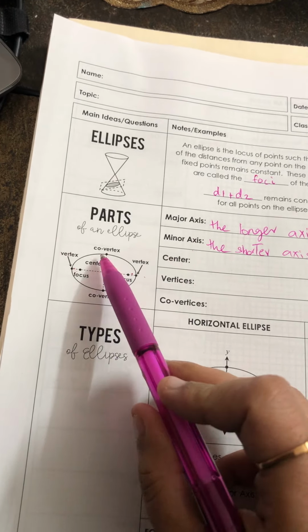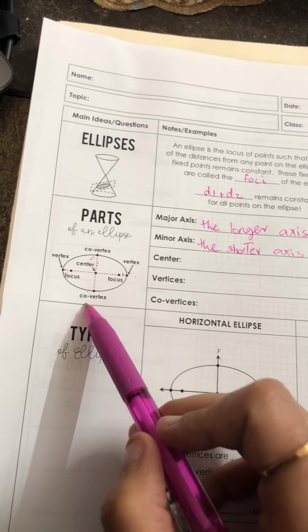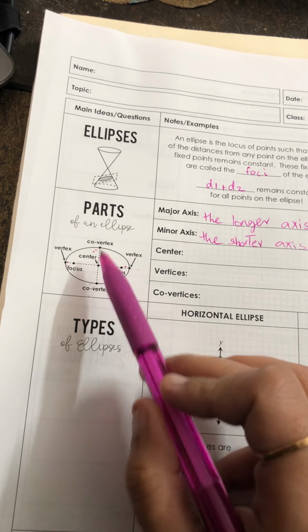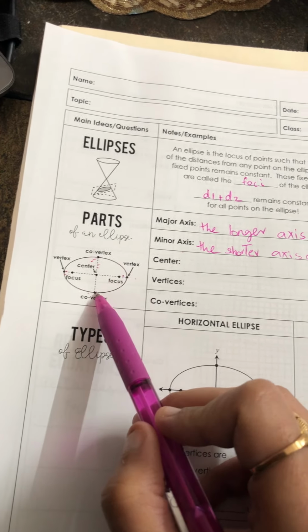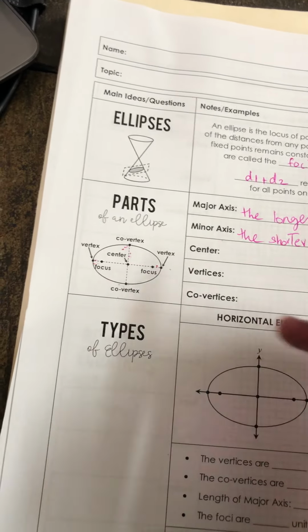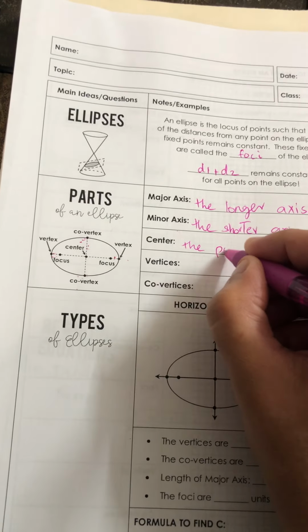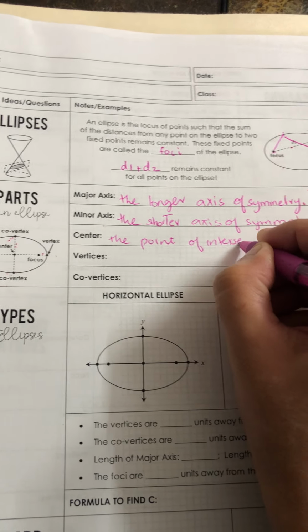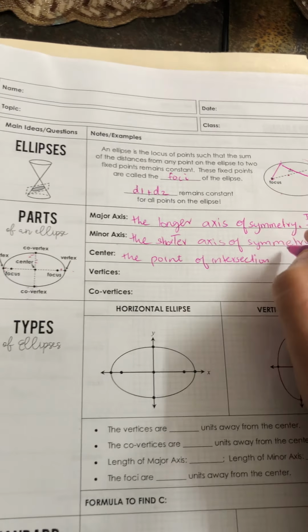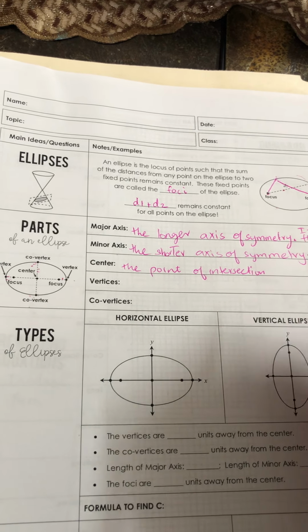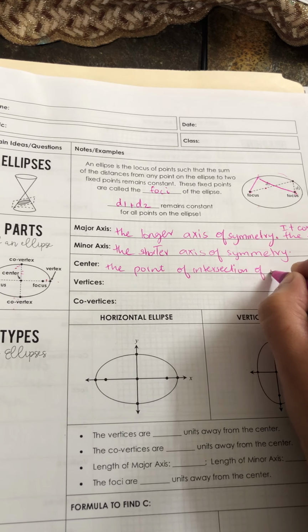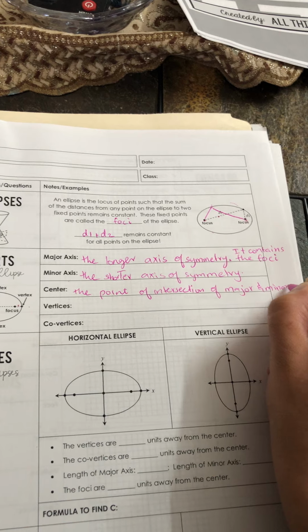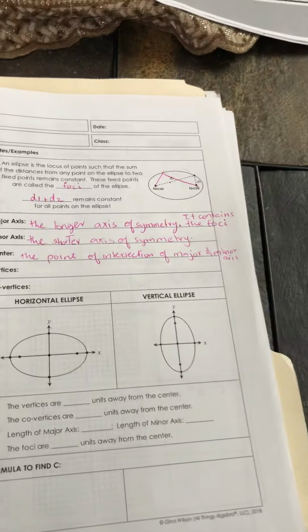Now the center is the intersection of the two axes. The point of intersection of the major and minor axes is called the center.